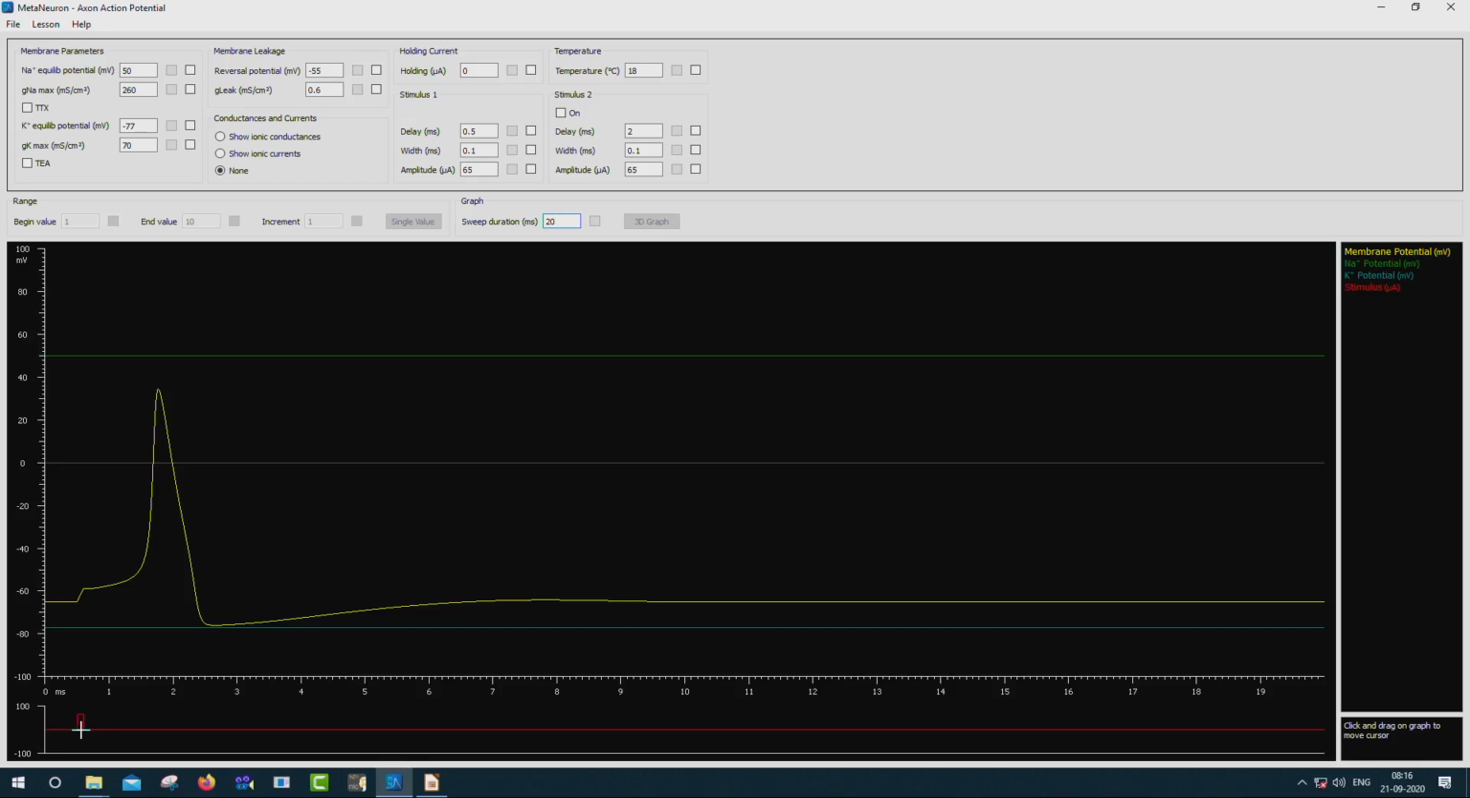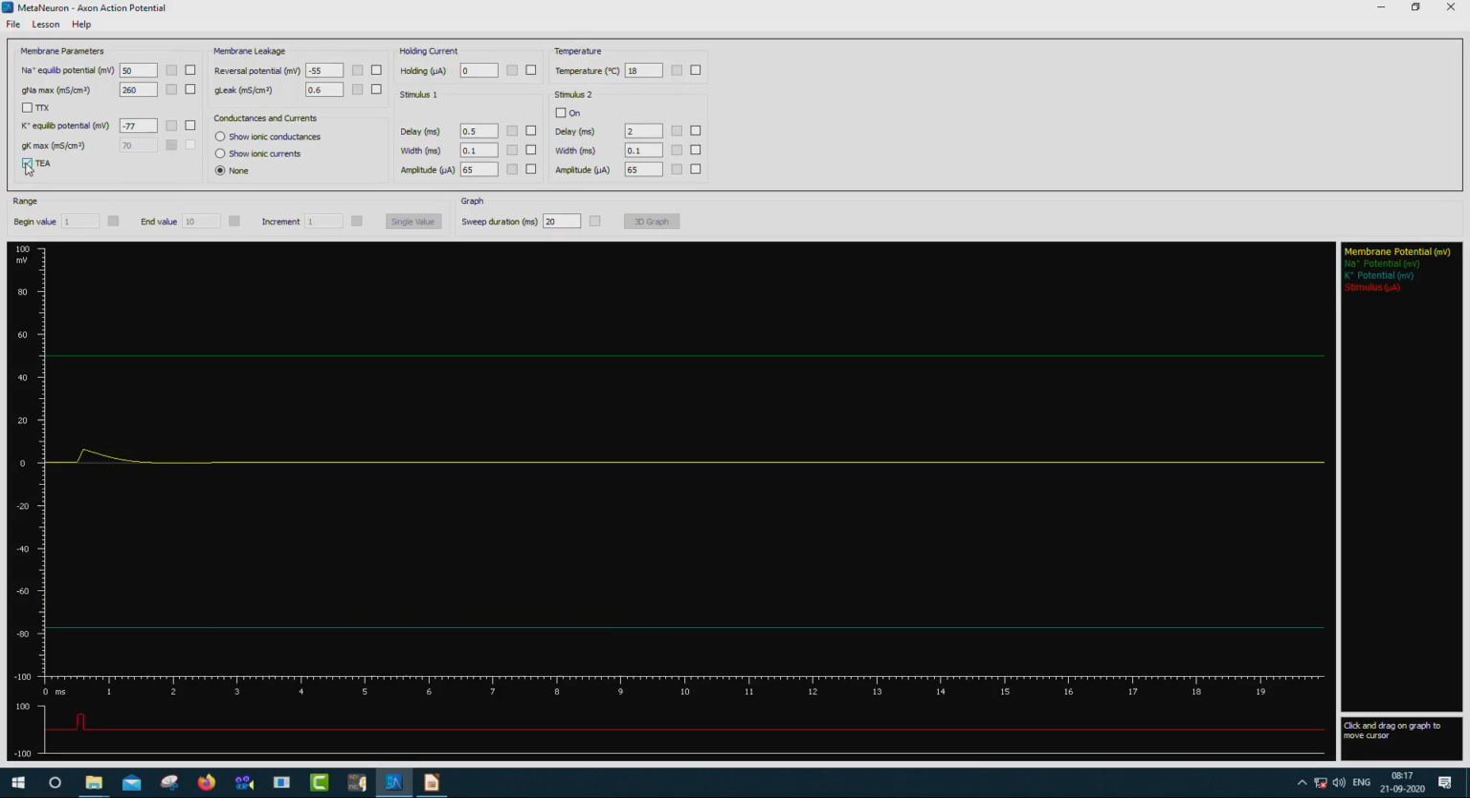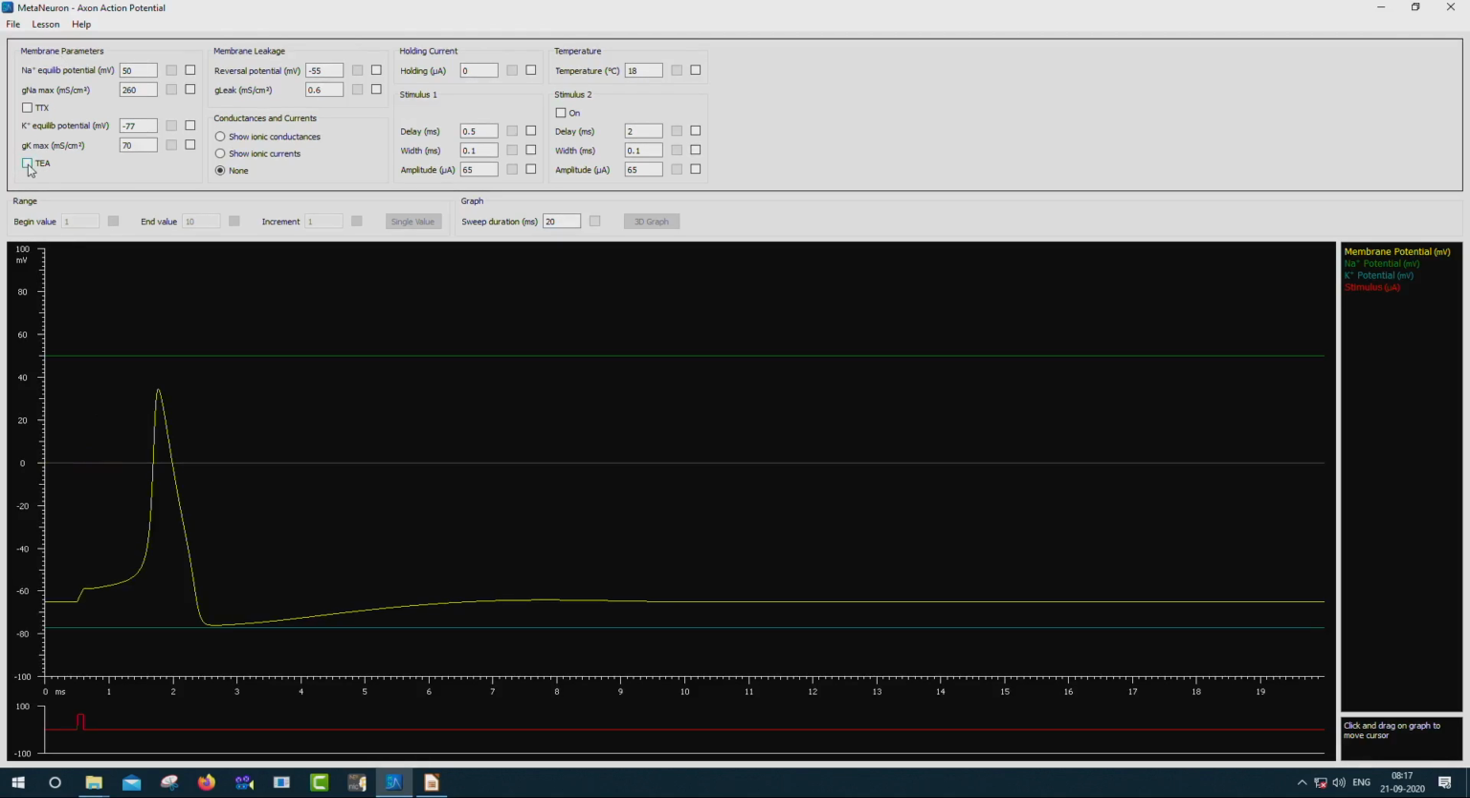So let's start with blocking the sodium current. Here TTX, that's it. The sodium current is blocked. There is no action potential. I've taken off the TTX blockade, and you have the action potential. Now let's block the potassium. We hit TEA, and again there is no action potential, but the membrane potential has gone up to about 0. Okay, get it back.